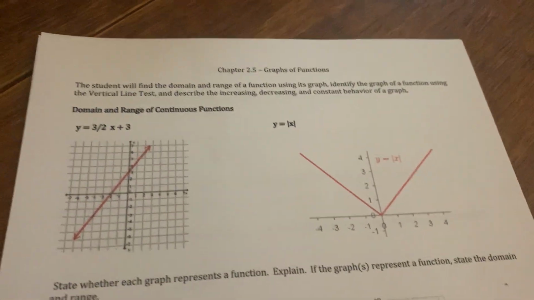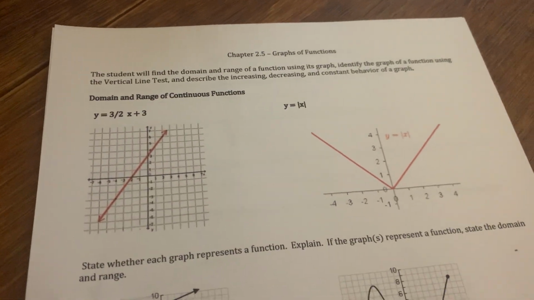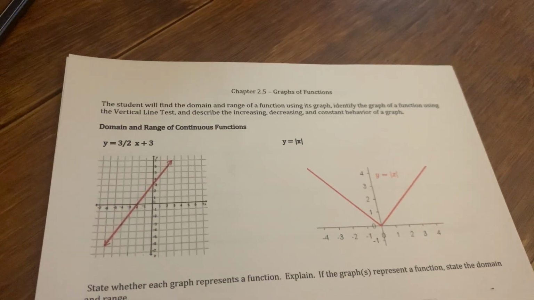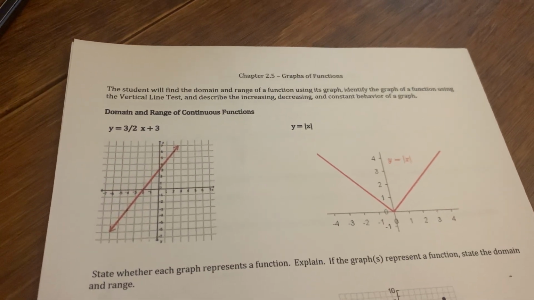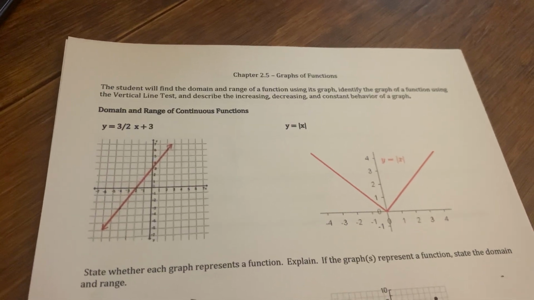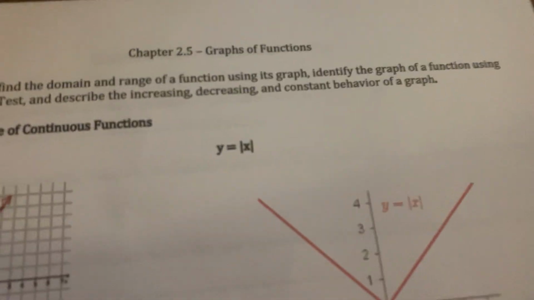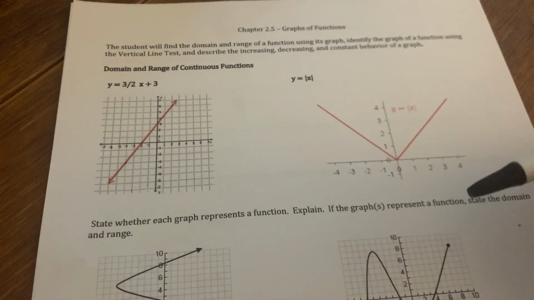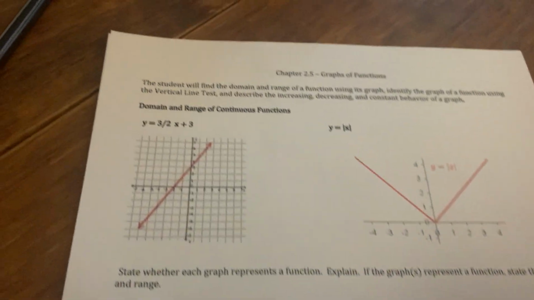All right, we're in chapter 2.5, graphs of functions. Today you're going to learn to find the domain and range of a function using its graph, identify the graph of a function using the vertical line test, and describe the increasing, decreasing, and constant behavior of a graph. All right, domain and range tends to be a little tricky, but if you just go with the process, not think about it too hard, it should be fine.